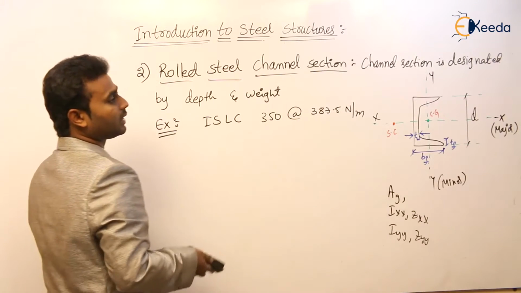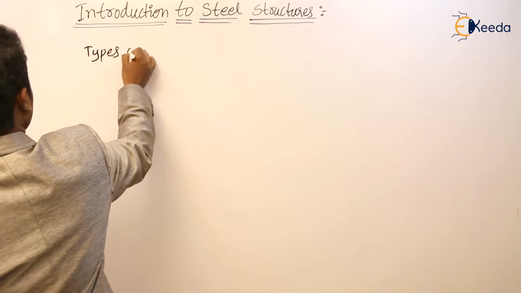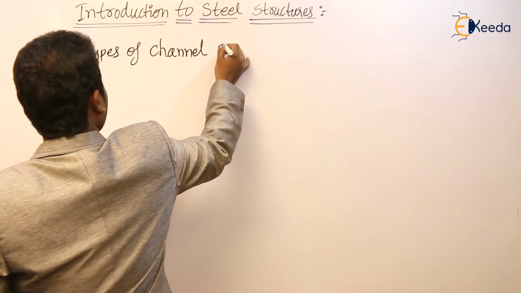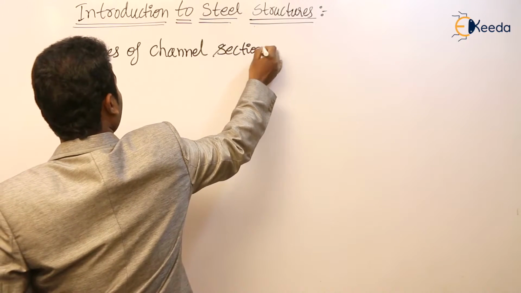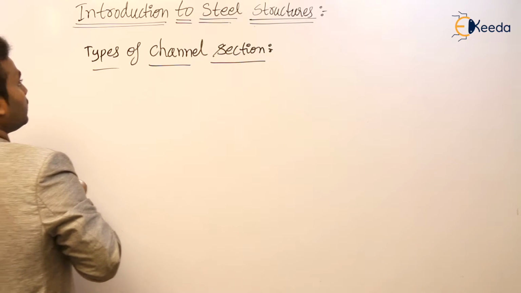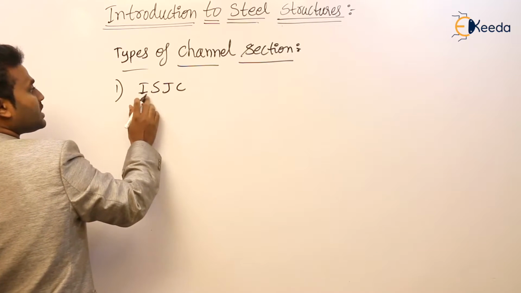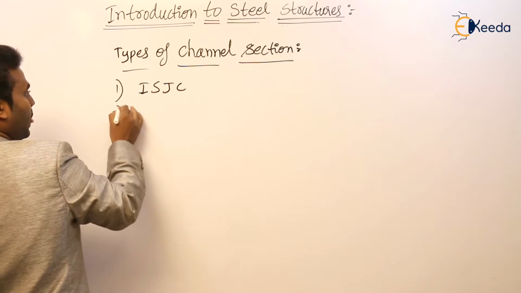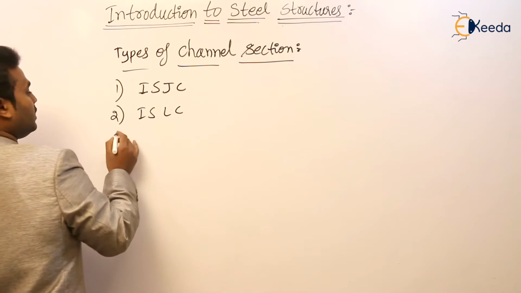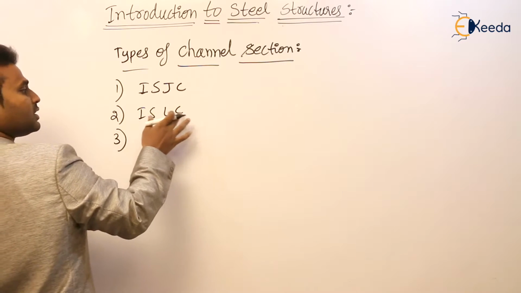So take the diagram clearly. The types of channel sections are, first, ISJC, Indian Standard Junior Channel. Second, ISLC, Indian Standard Lightweight Channel. So I'm not again going to write. IS is Indian Standard, L is lightweight, C is channel.